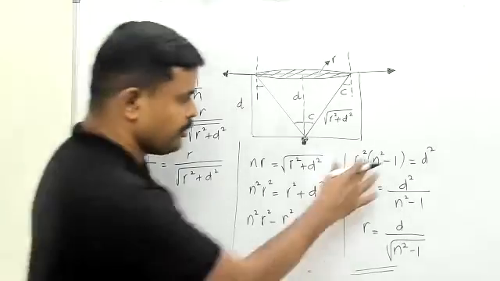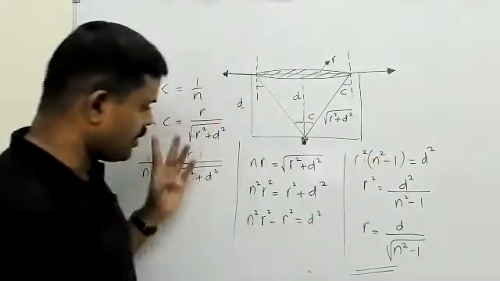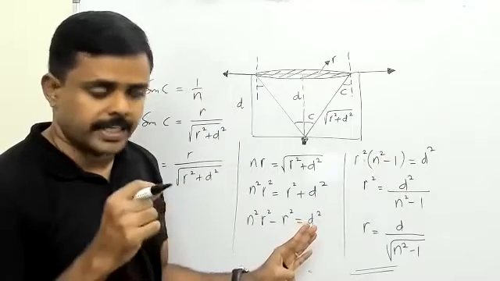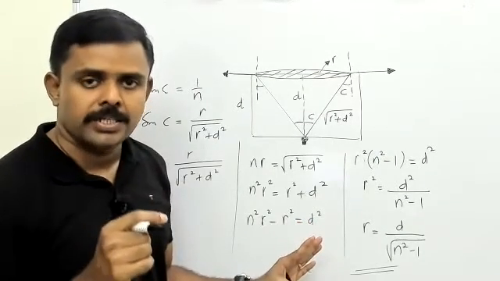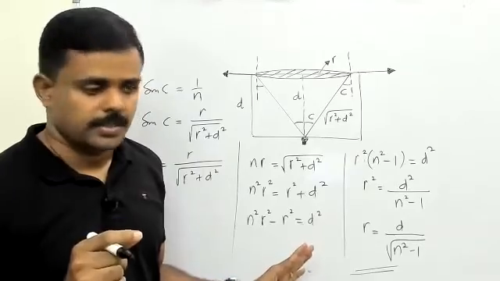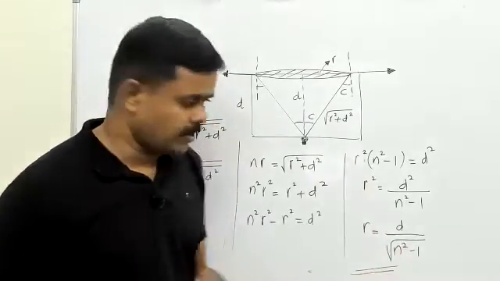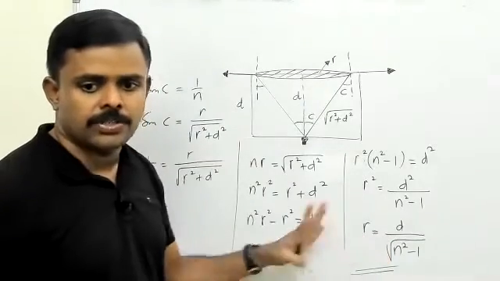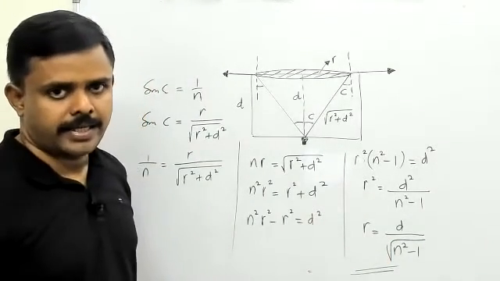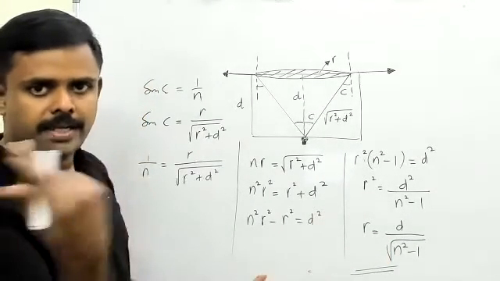Like I told you, they can ask us in a derivation. Derive the expression for radius of the circular patch through which light comes out. r is d by root of n square minus 1. Or they'll give it in a numerical. They'll give this d value, n value. They'll ask you to find out radius and area. Area is pi r square, circular area, right?